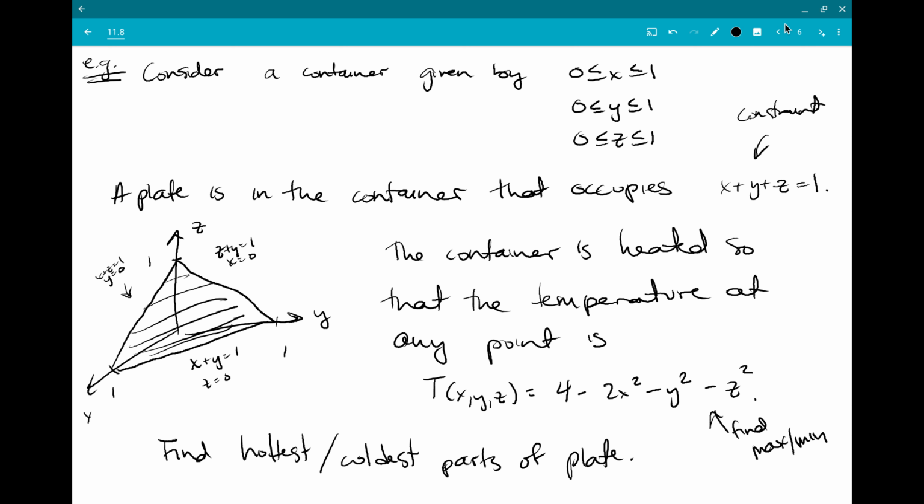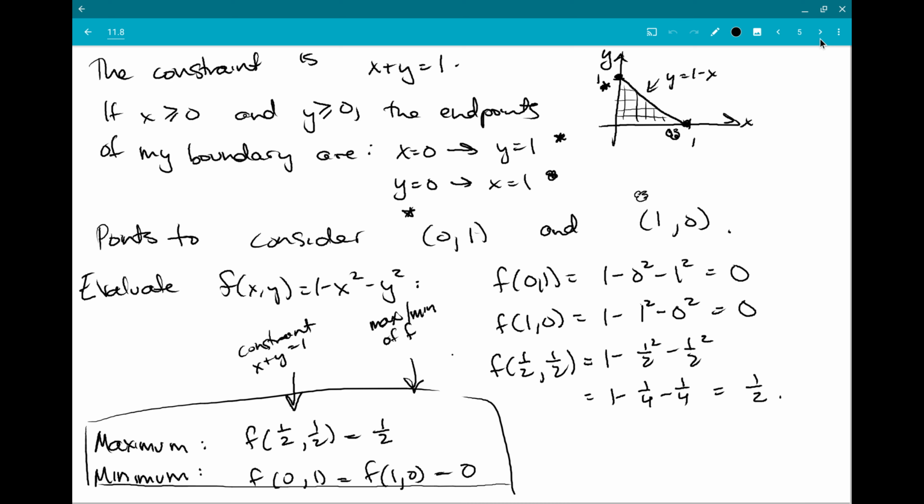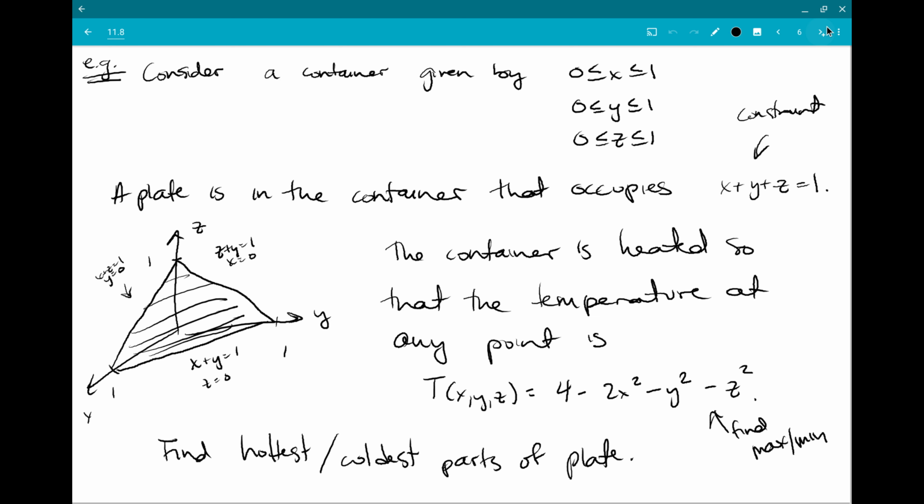I want to point out that when I gave you these steps, I told you to solve z equals f of x, y. This was for 2D optimization problems because most of your examples are going to be 2D, but the steps actually do work for 3D. It's just that instead of 3 equations with 3 unknowns, you get 4 equations with 4 unknowns. So we're going to do that in this example. All the steps are the same. It's just a little bit harder and more algebra, so we do it less.